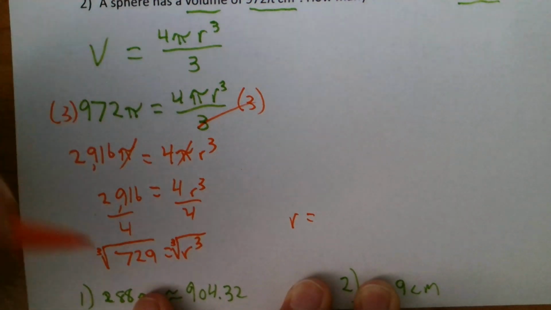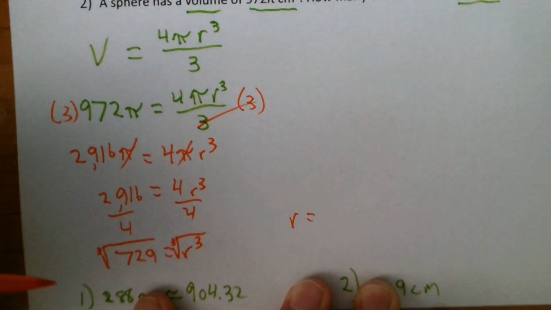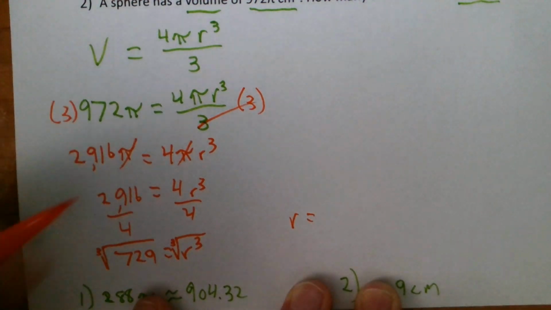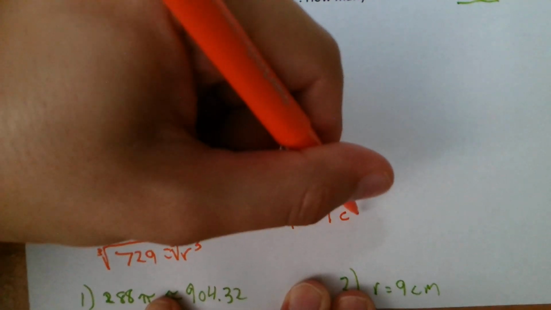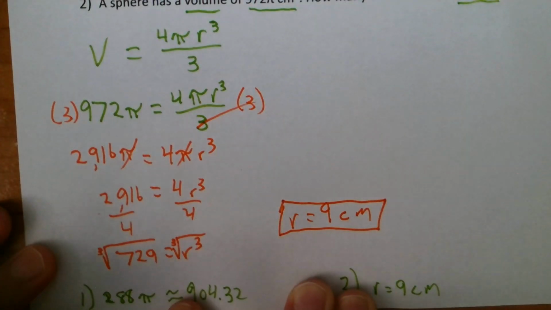Anyway, so the cube root is basically the opposite of cubing a number. It asks what number times itself 3 times gives you this number. In this case, when I take the cube root of 729, the answer that I get should be 9. So how long is the radius of our sphere? 9 centimeters.